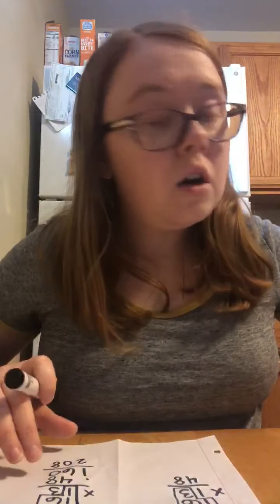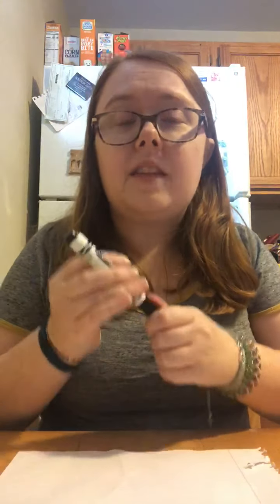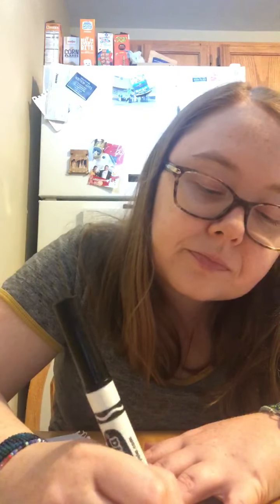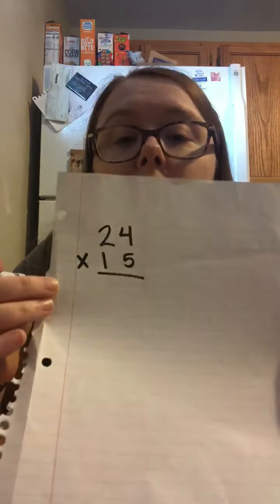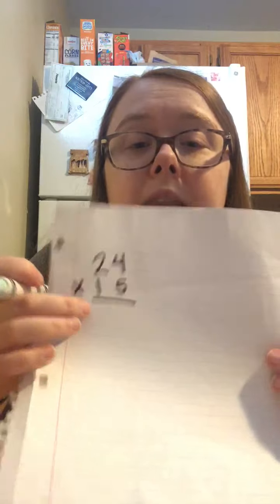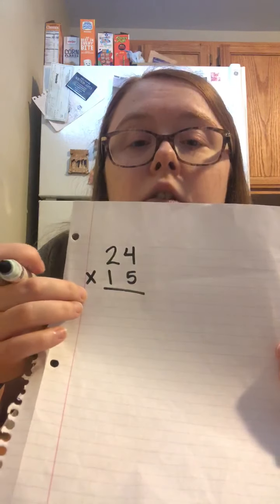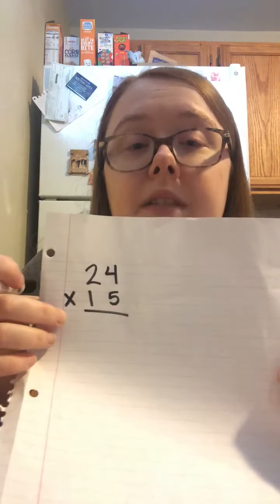Okay, let's do one more together before I leave today. And this time I'm not going to separate it because I want you to see kind of what it'll look like as you work through your problems. So I'm going to multiply 24 times 15 this time. So I write it out, 24 times 15, and keep in mind that you should be writing it like this so that you can follow those steps that I've gone over as you're solving your own problems.